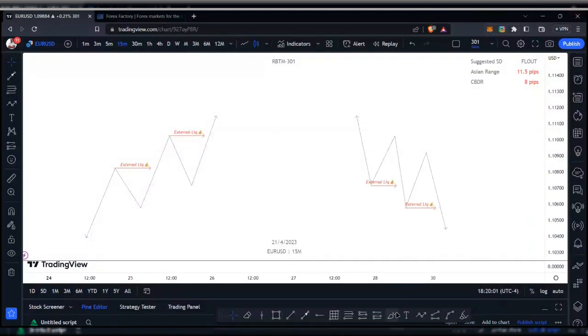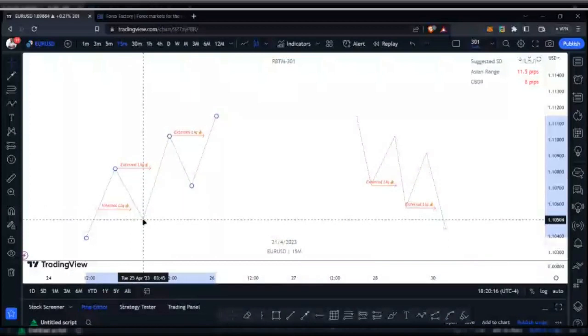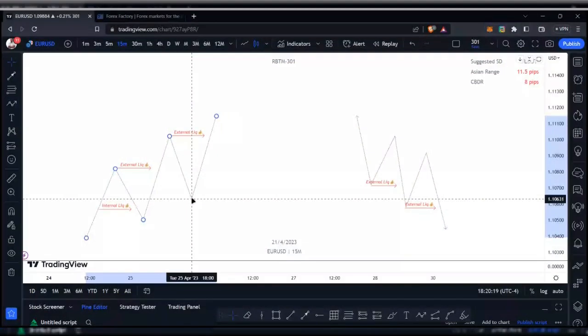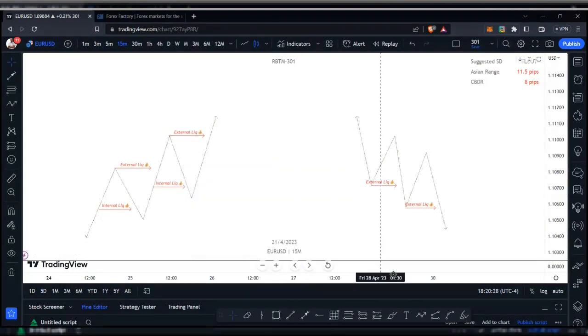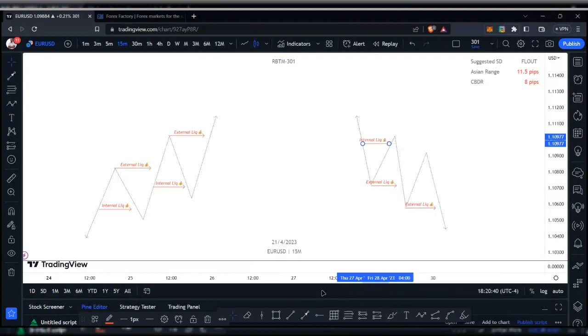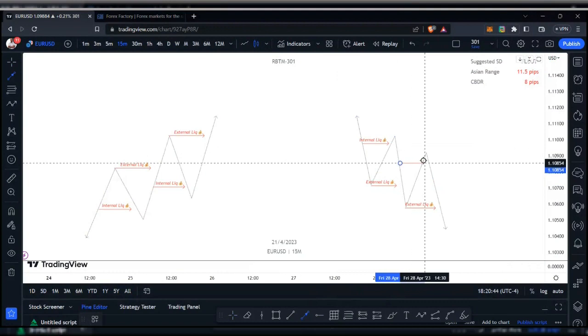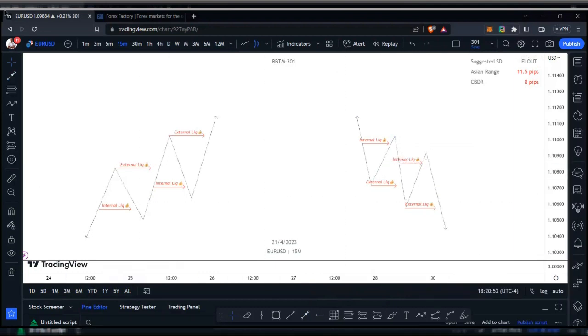And then we are aware that our internal liquidity is at what? 50% and below in bullish conditions. And in a bearish structure, it is what? 50% and above. Internal liquidity, 50% and above.